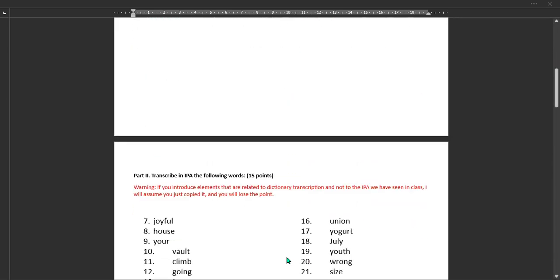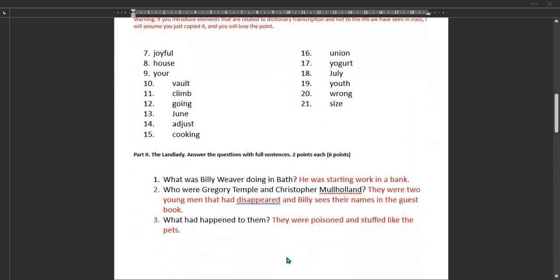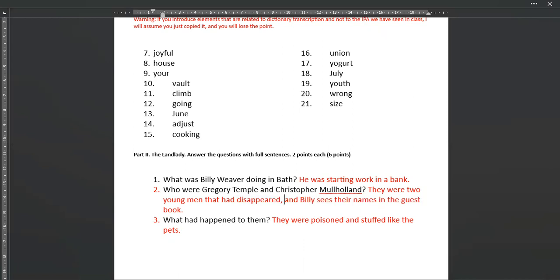Okay, let's go to the answers of The Landlady. You can remember that Billy Weaver was going to Bath because he was starting work in a bank. So that evening, he was looking for a place to stay. Who were Gregory Temple and Christopher Mulholland? They were two young men who had disappeared, and Billy sees their names in the guest book. Okay, meaning that he finds out that they had been in this guest house when they disappeared.